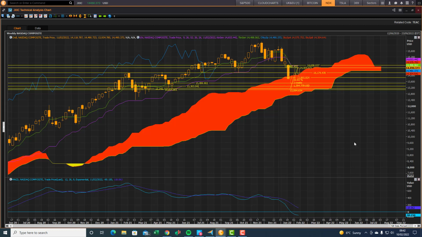Basically, we're now swing trading this on the daily and 4-hour chart, but we're back above the top end of the cloud, so that is bullish from a weekly Ichimoku cloud chart perspective. But do note that we've got incredible divergence between the MACD and the overall price action.